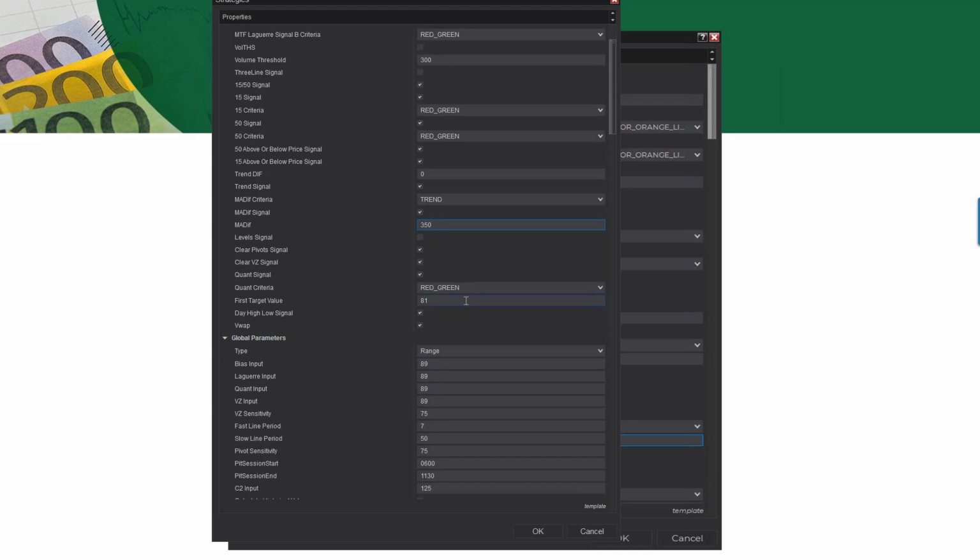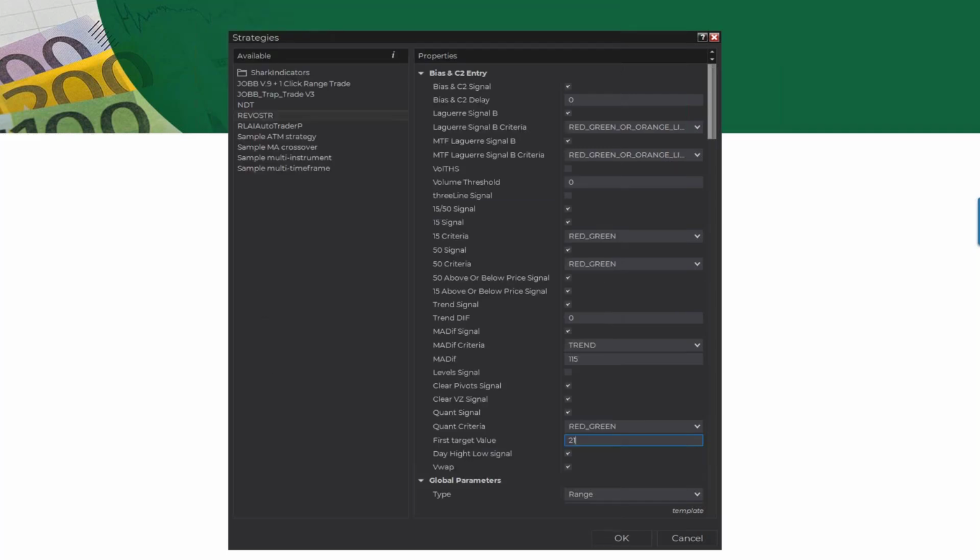Basically, we want to clear pivots. We want to clear volume zones. We want the quants to be red or green. We want our first target to be 81 ticks. We're looking at 80 ticks, but it has to go to 81 to get filled. So this is telling the strategy, if you don't have 81 ticks to the next pivot or the next higher time frame support, don't take the trade. It will not take the trade if there's not at least enough room on your first profit target.